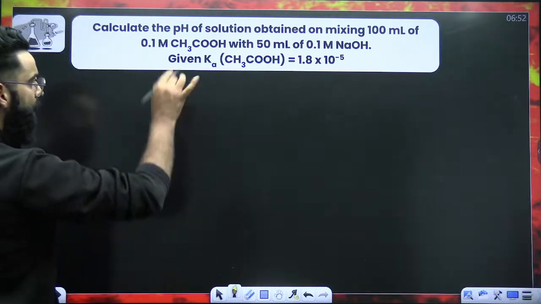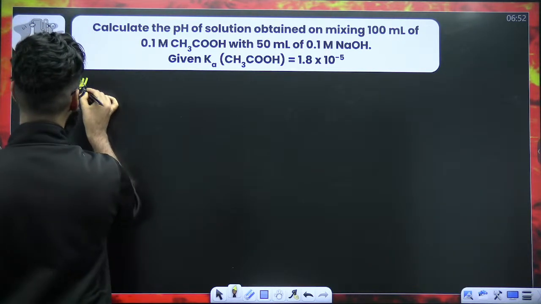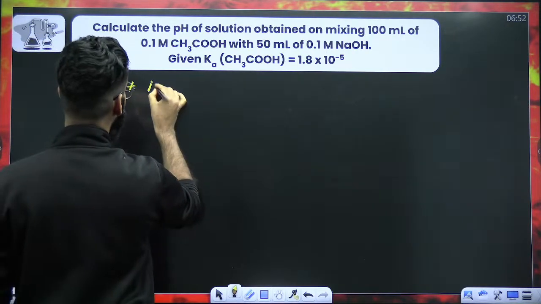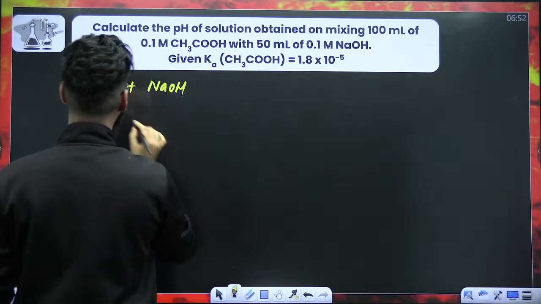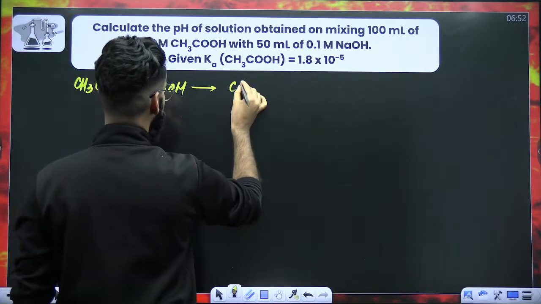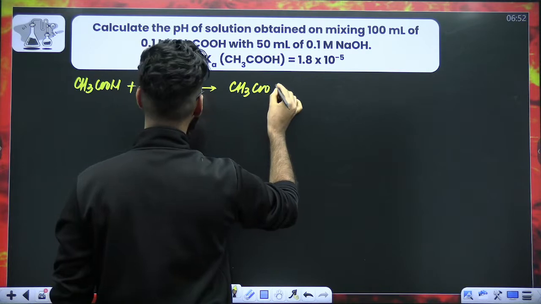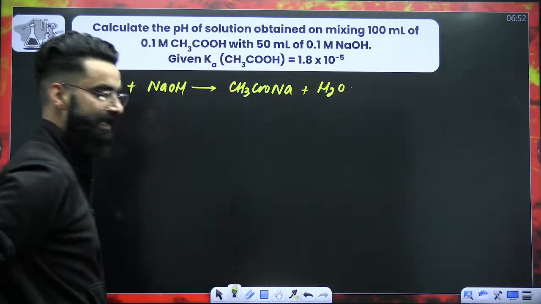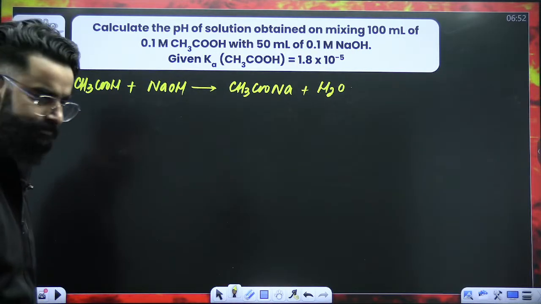Now again in this question, we are making CH3COOH react with NaOH. And you know, when CH3COOH reacts with NaOH, it leads to the formation of CH3COONa, and with that you'll be getting water. This has to be the reaction first of all, right?